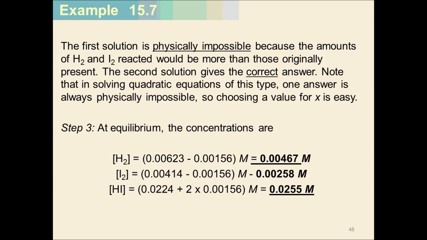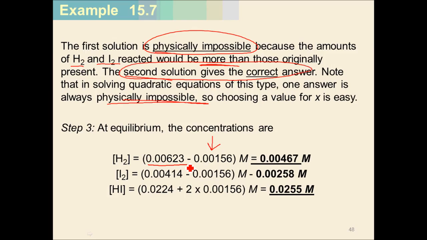On slide 48, those two numbers that they gave us, the first solution is physically impossible. Why? Well, because the amounts of H2 and I2 reacted would be more than those originally present. That's not feasible. So that's why when you have two positive answers, the second solution will give the correct answer. Note that in solving quadratic equations of this type, one answer is always physically impossible, so choosing a value for x is easy. Step 3 then, at equilibrium, substitute back in then the value for x into your expressions.